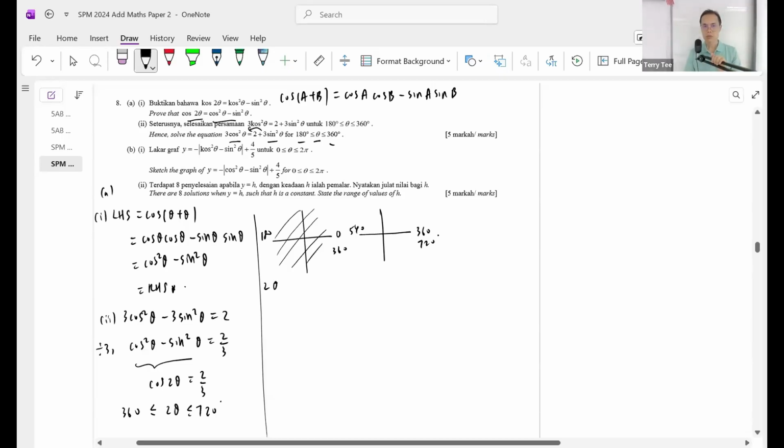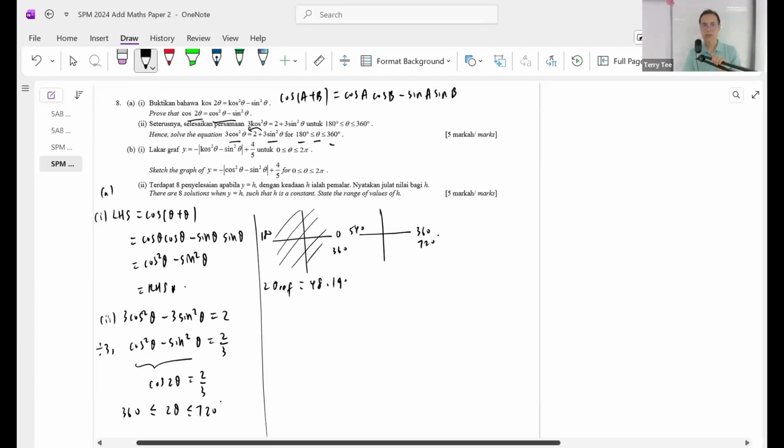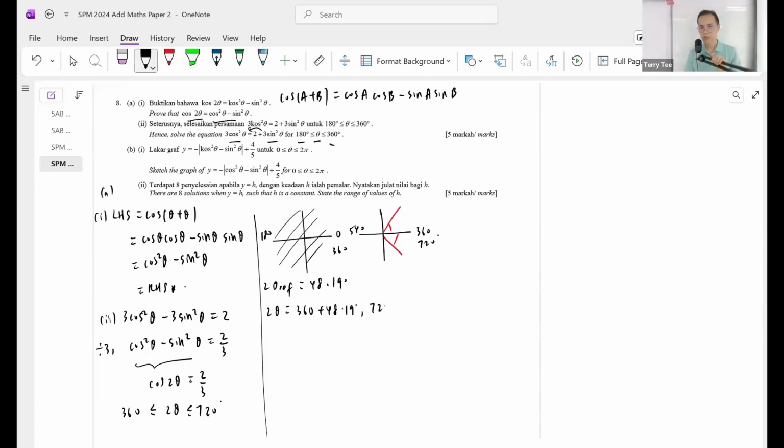Find your reference angle. Your 2 theta reference angle would be calculator, shift cos. This time calculator in degree. This is in degree mode. Yeah, shift cos. You should get, this is 2 over 3. You should get 48.19. So this cos value is positive in quadrant 1, quadrant 4. Yeah. So we take first answer as 360 plus and 720 minus.